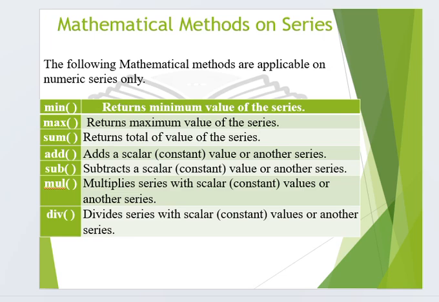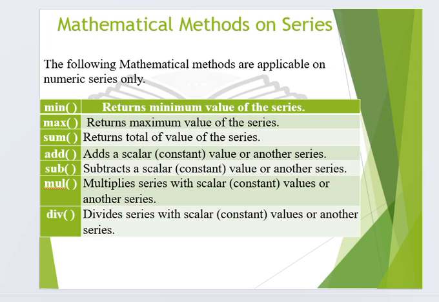Min is going to return the minimum value from the series. Now as min is there, we should have maximum also, so max is going to return the maximum value from the series. Sum is going to give the total of the values of the series. Sum is going to add all the values of the series, while add is going to add some scalar value or other series. Subtract, you can subtract a scalar constant value or another series. Same goes for multiplication. For multiplication we have MUL, and for division we have DIV.